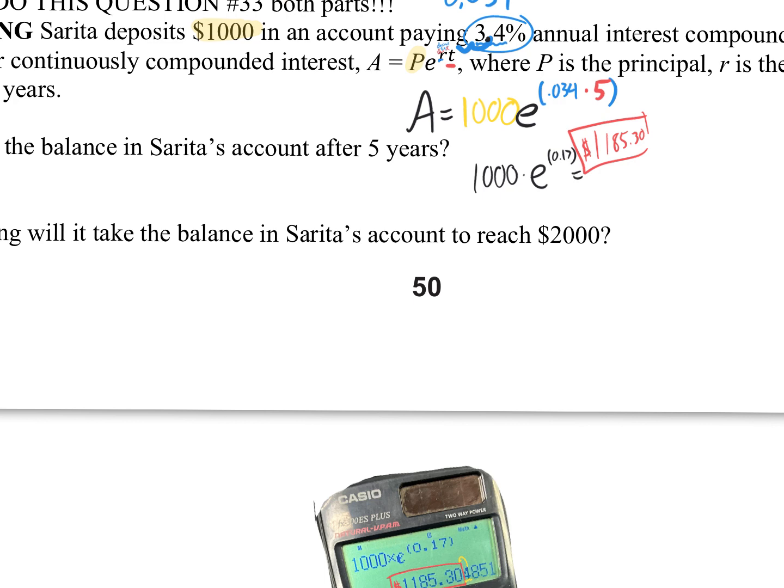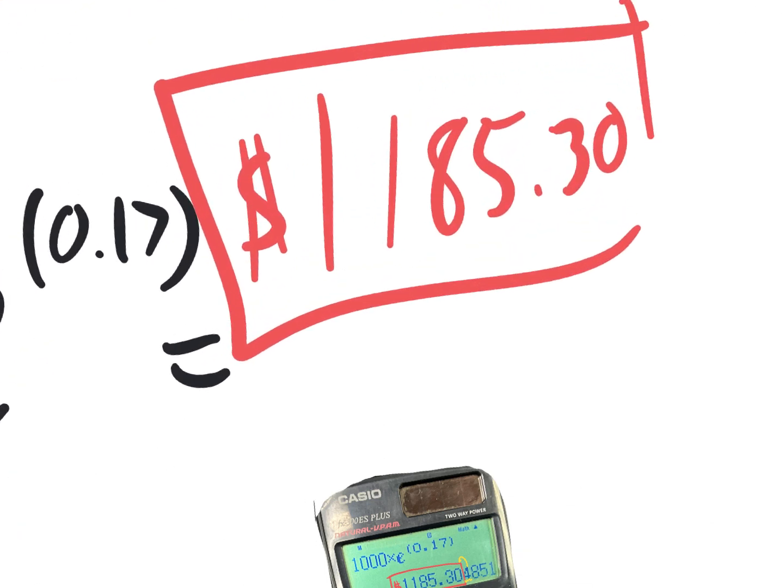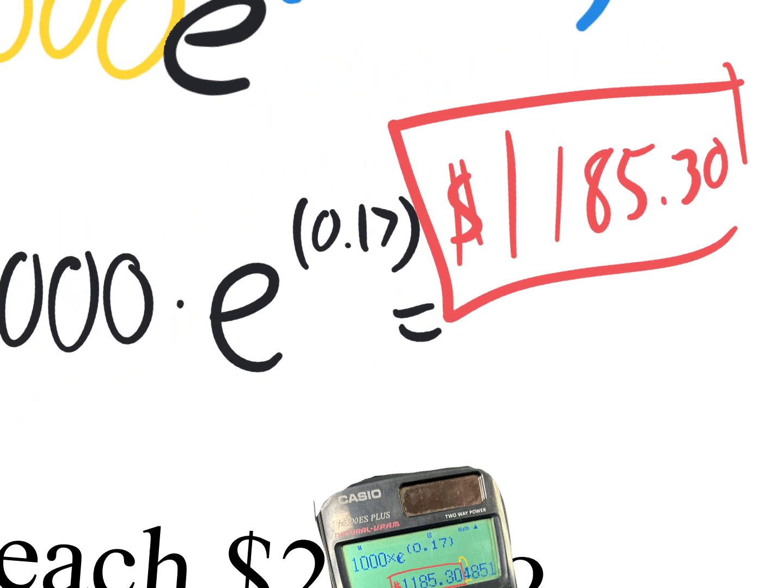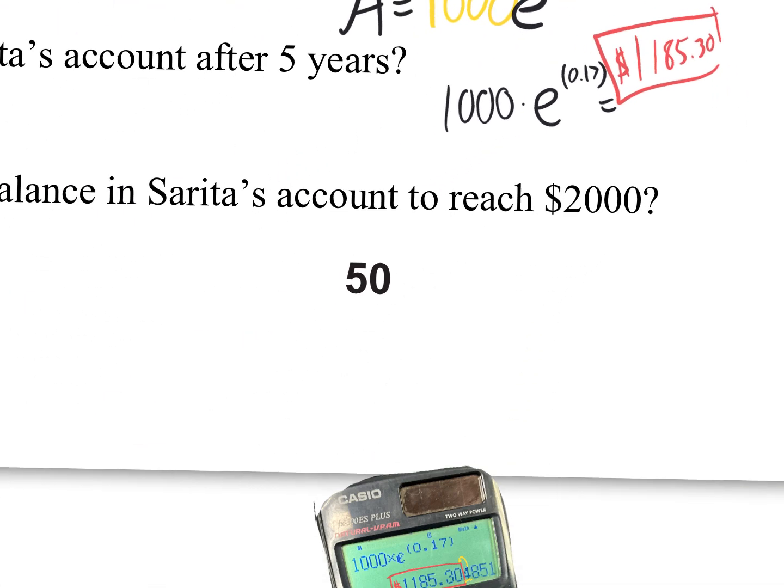After 5 years, her $1,000 becomes a whopping $1,185.30. So she only made $185.30 after leaving her money in the savings account for 5 years. Doesn't sound like much, huh?